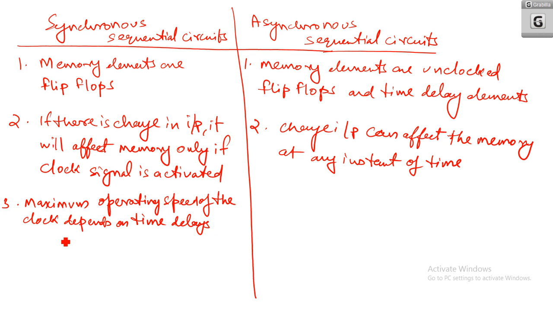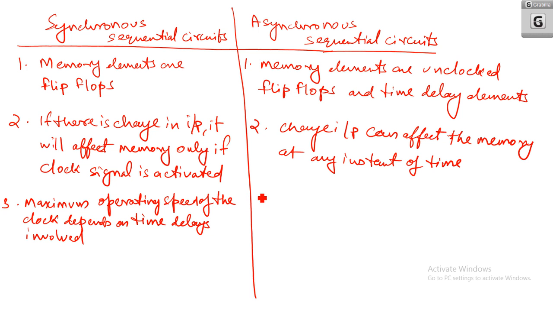That is, in a sequential circuit, generally it has a combinational circuit. That combinational circuit has delays. So the time period of the clock of the synchronous sequential circuit should be set accordingly, based on the time delay produced by the combinational circuit. Okay.